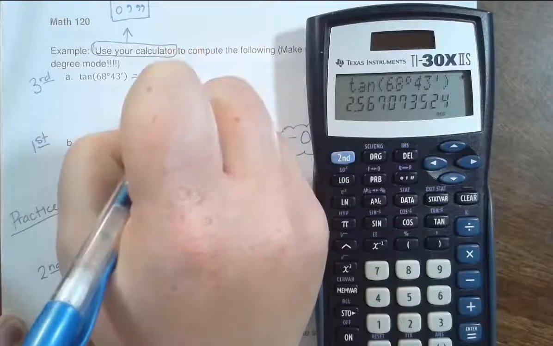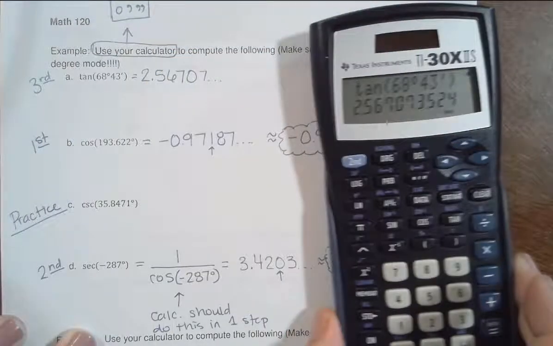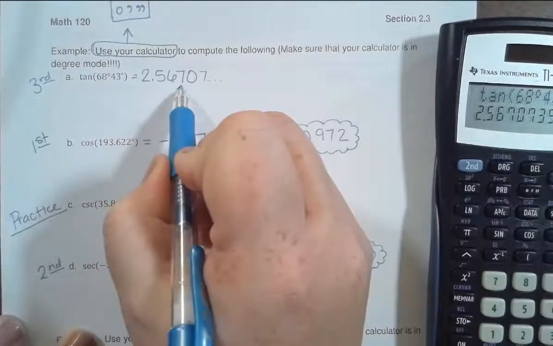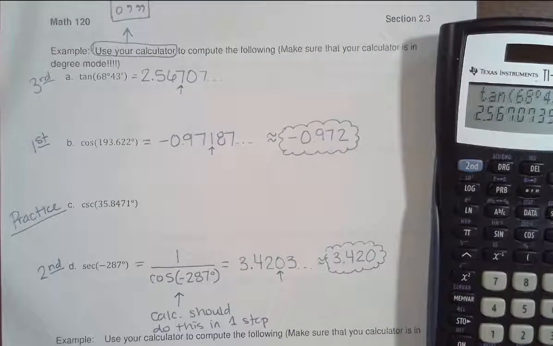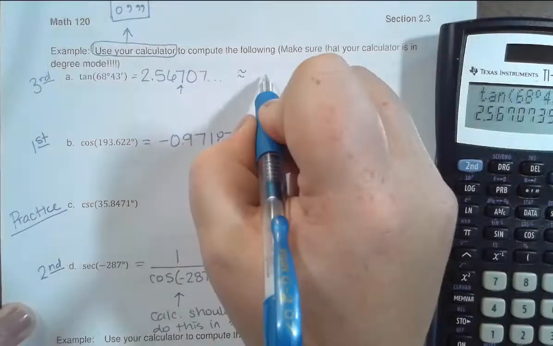Okay, and then again, we're going to go ahead and just round to 3 decimal places. My third decimal place would be the 7. Since there's a 0 behind it, it doesn't go up in value. So this is going to be approximately 2.567.